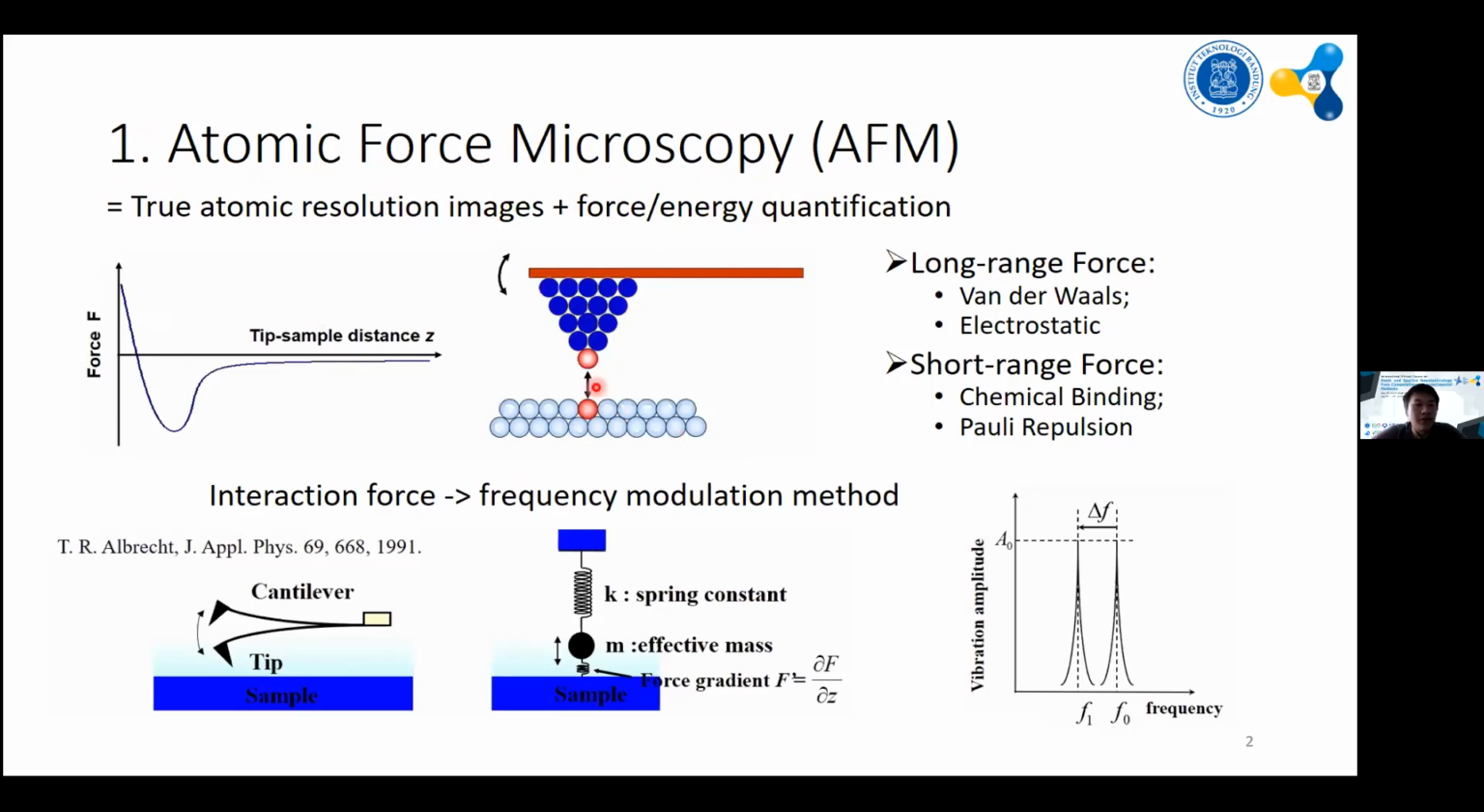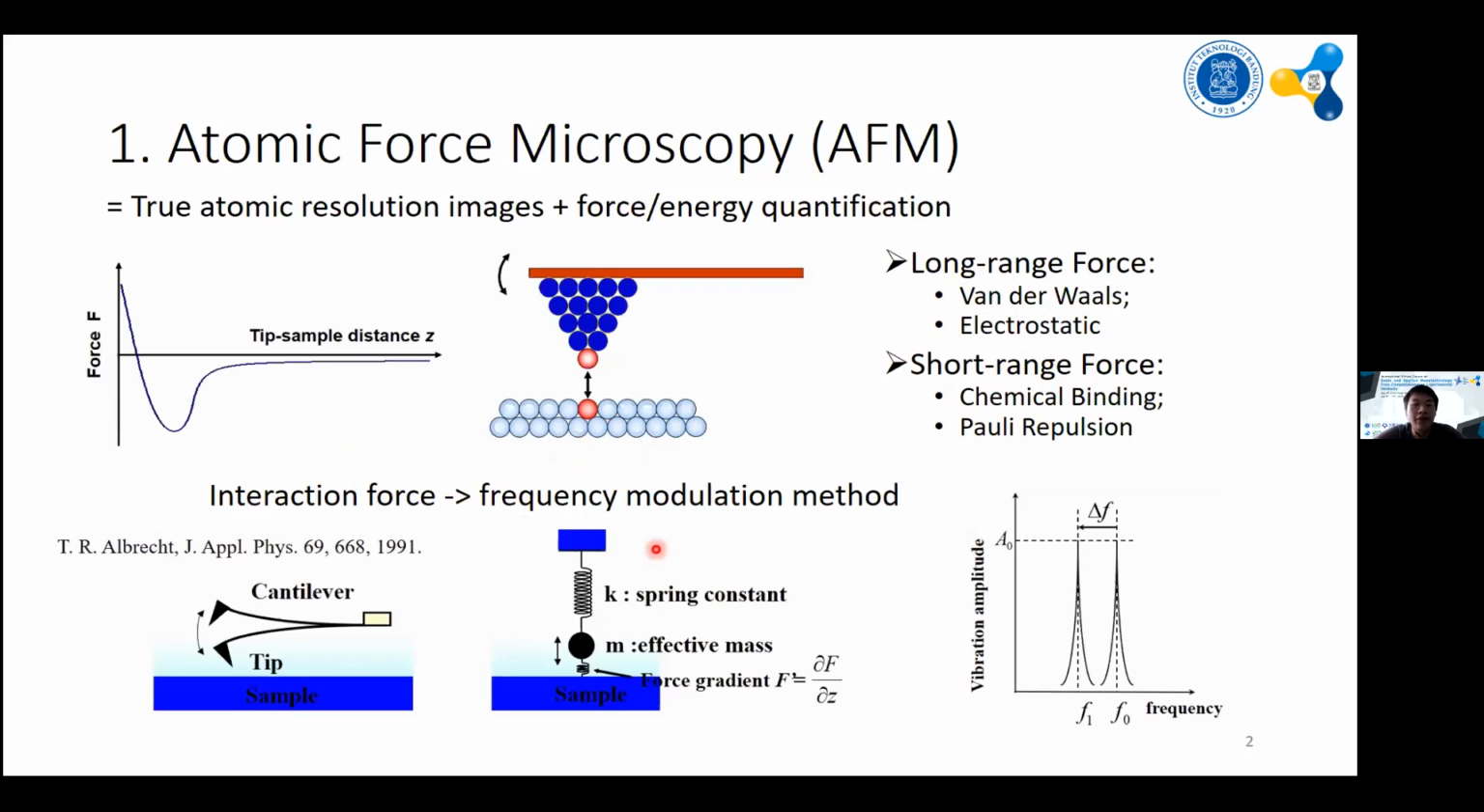So this figure shows the interaction between the tip atom and the sample atom, and these are the curves. There are two types of force in this interaction. The first one is the long range force, which consists of van der Waals and electrostatic force. And the other one is the short range force, or the chemical binding force and the Pauli repulsion. So how do we measure this interaction force? We use this kind of method.